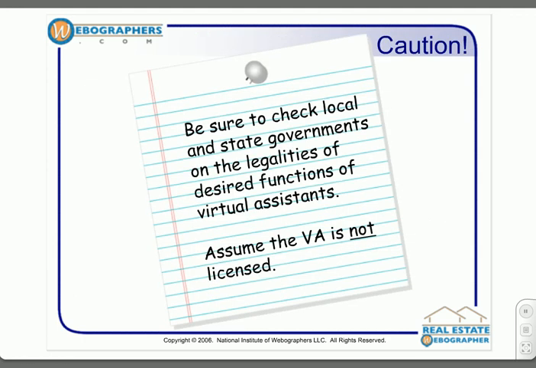Be sure to check local and state governments on the legalities of desired functions of virtual assistants. Some functions and capabilities must have specific certification or state licensure to perform the requested duties. Always assume the virtual assistant is not licensed in your state.